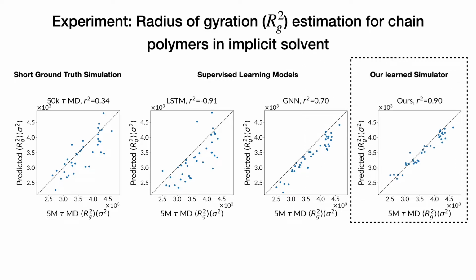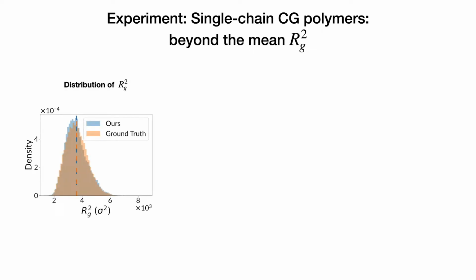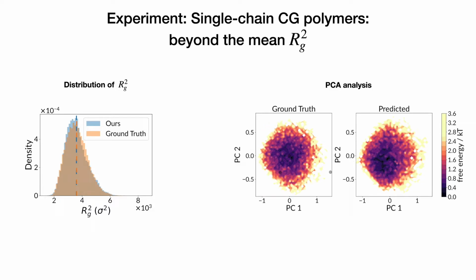On the other hand, our learned simulator can accurately predict mean radius of gyration, achieving an R-squared score of 0.9. This is because our model is able to fit the dynamics with short trajectories and generalize to long simulation and novel polymers. As our method simulates the polymer CG dynamics, we can also compute properties beyond the mean squared radius of gyration. We find our model produces realistic trajectories that accurately recover the distribution of radius of gyration and match the free energy surface under principal component analysis.